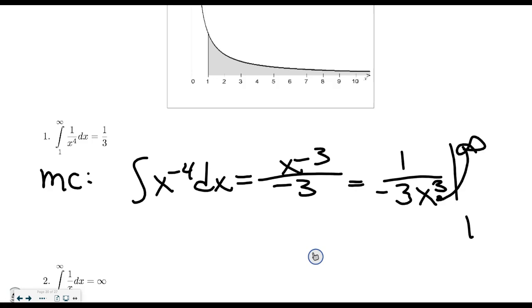So when I put in the infinity, I get a 0. Minus, when I put in a 1, a negative 1/3. So 1/3. And I'm done. That's multiple choice. I've got full credit. What do you think the most common wrong answer is to that one? There'll be 2 that are very common. The most common wrong answer is negative 1/3. And the second one is does not exist or infinite or something.